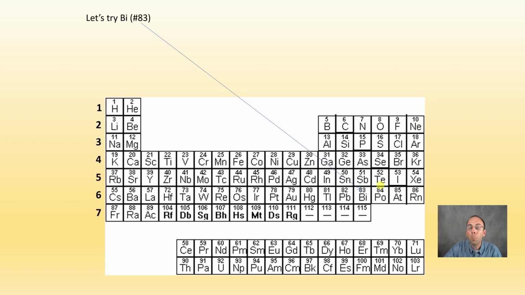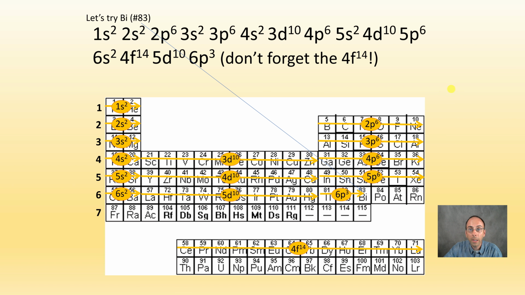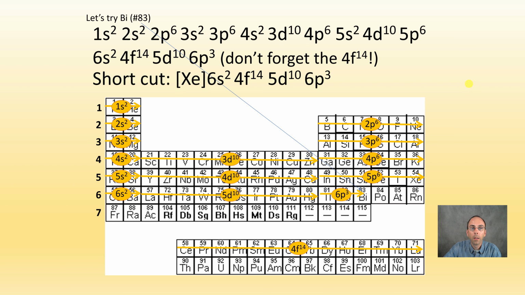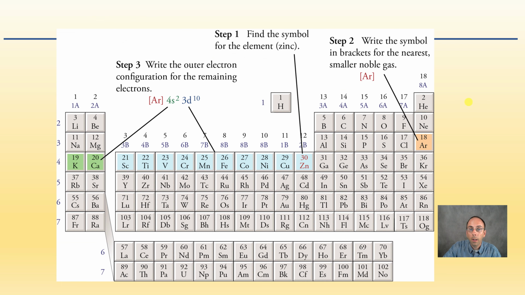Last one, bismuth down here, Bi, number 83. Again, the same thing. It just takes a little bit longer to get there, a little bit more complicated, sometimes a little bit more scary. Don't forget about that F block down there, and we would end in the 6p3 category. And there's a shortcut with xenon there as the noble gas. So again, as a reminder of those steps: find the symbol of the element, write the symbol in brackets for the nearest noble gas, and write the outer electron configuration for the remaining electrons.